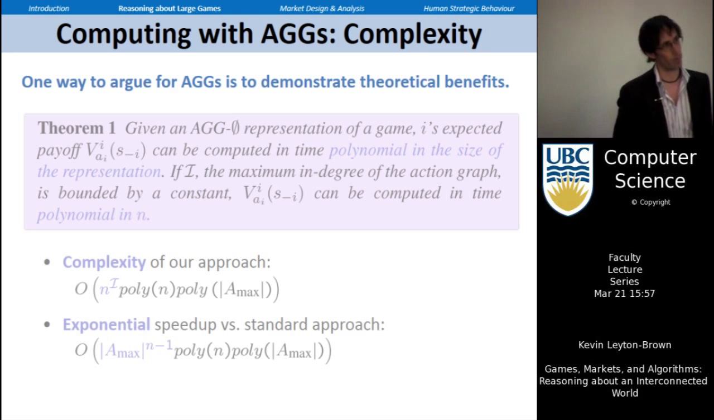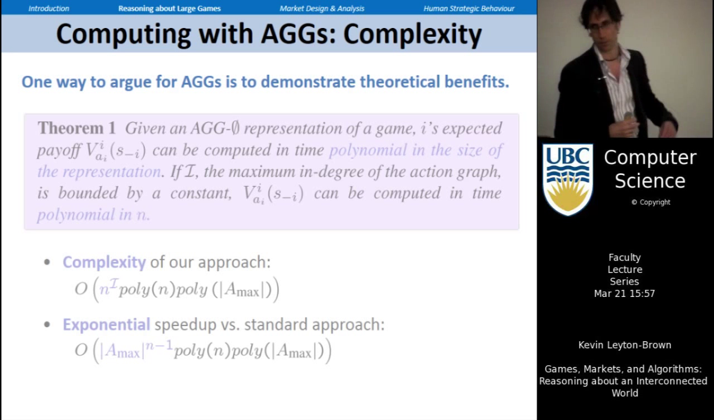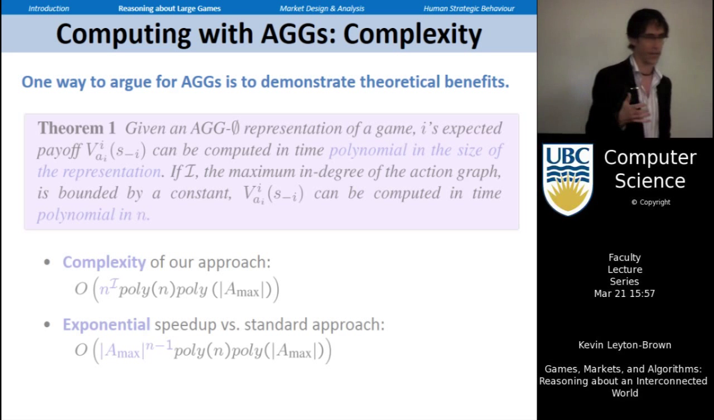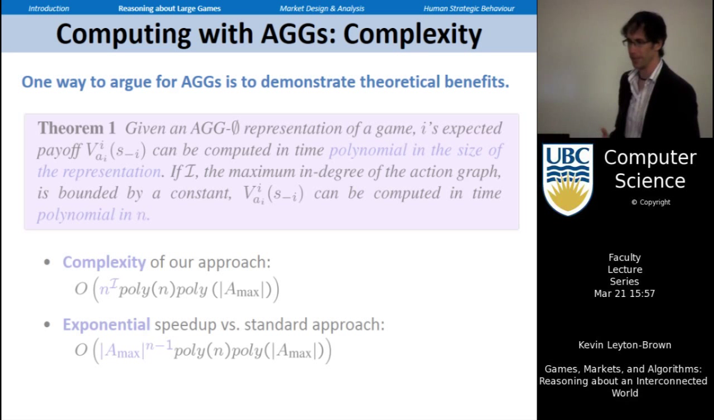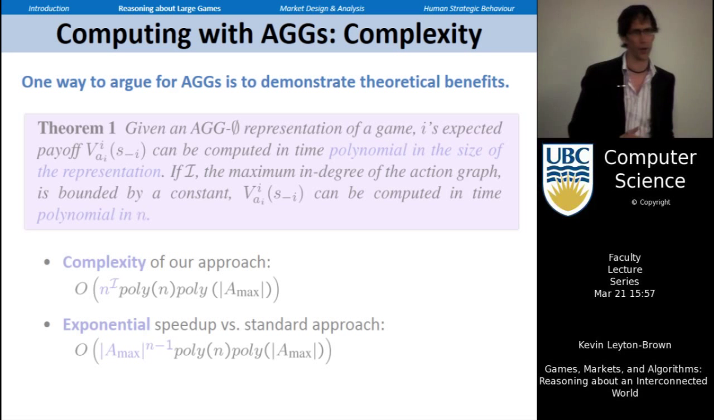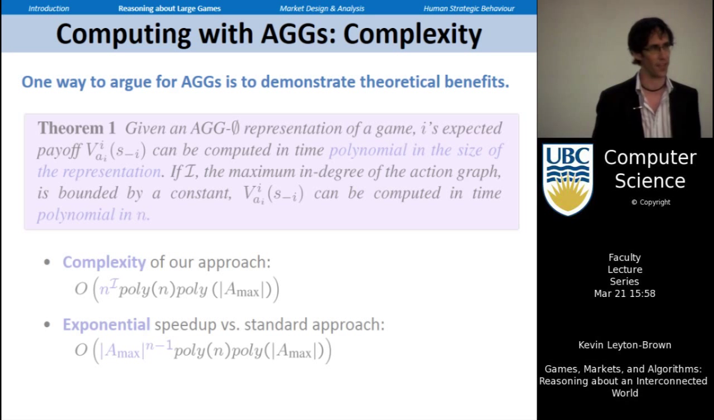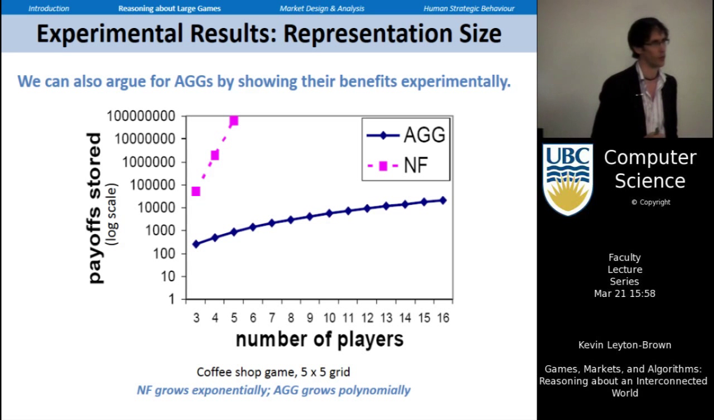For the most part, the way we make arguments about something like an action graph game is theoretically. So I would make a theorem statement that says something like, given a representation of a game, I can do a computation that I care about in time polynomial in the size of the representation. This means that something that used to be exponential becomes instead polynomial. But if I really tried to walk you through all of this math, I think it would be boring for you, and you wouldn't really take away much more than I just said, which is why it's gray. So instead, I'm just going to show you something experimental, which is in a sense implied by the math that I just put up, but I think it's something you can sink your teeth into a little bit more.